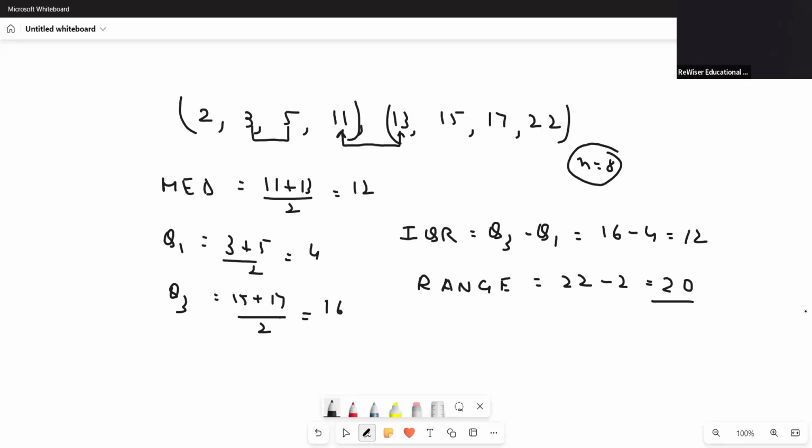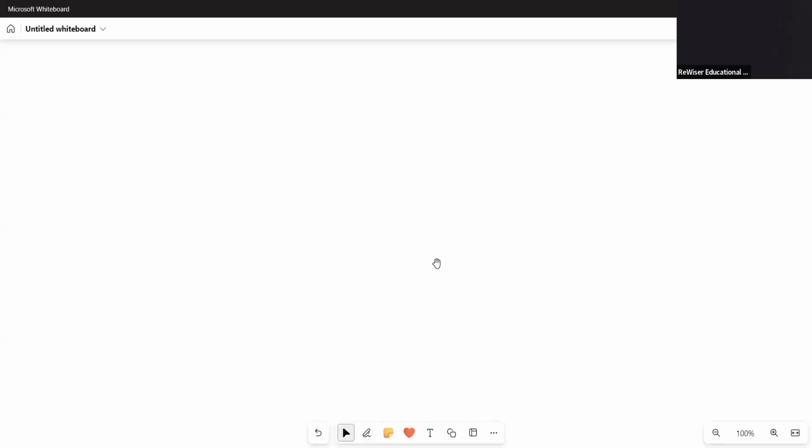So now we are moving on to the diagrammatic representation part of statistics. That means we have to represent the statistical data in the form of diagrams.